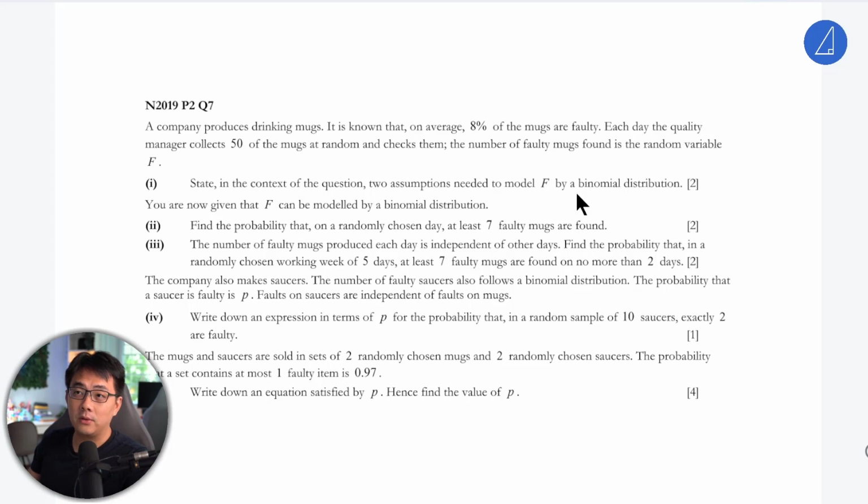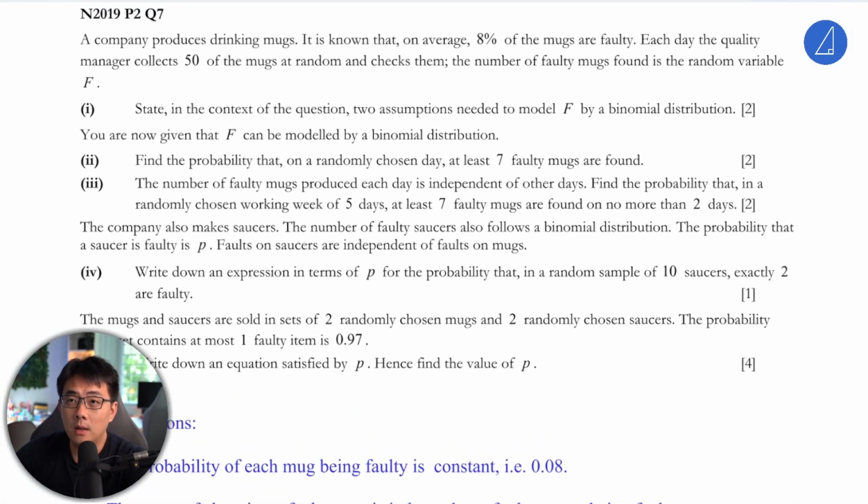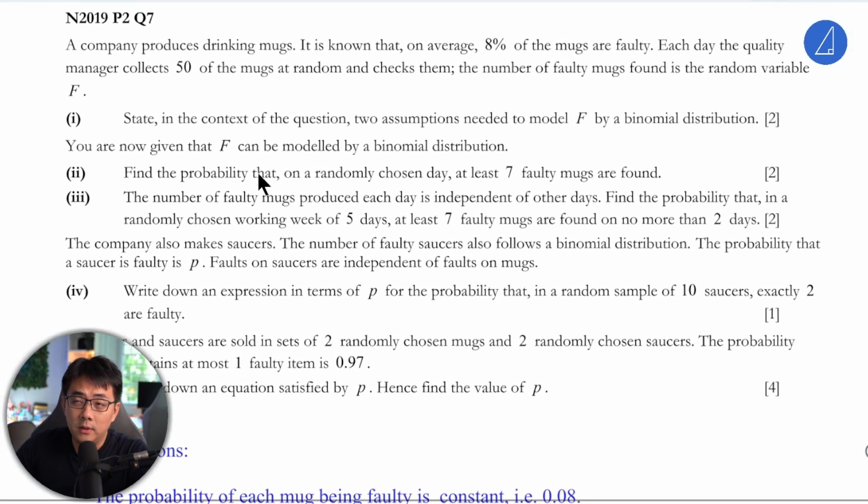So state in context of the question, two assumptions needed. So I'm going to write this down. I think that's pretty okay. So let's look at the second part. You're now given that f can be modeled by a binomial distribution. Find the probability that on a randomly chosen day, at least 7 faulty mugs are found. Okay, let's see how to do this.